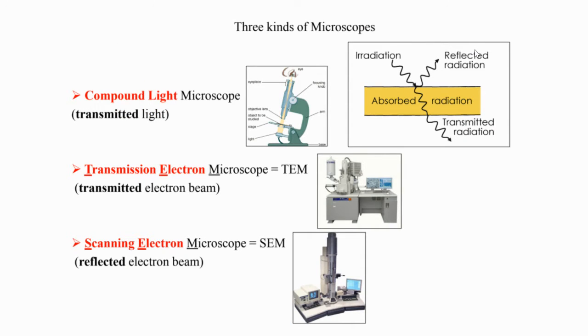Then we had also studied three different kinds of microscope. Broadly, there are two different kinds: the compound or the light microscope and the electron microscope. The compound microscope uses light, visible light, as the radiation. So if light falls on the specimen, it reflects and goes back to the human eye, which is able to see the specimen in the form of an image.